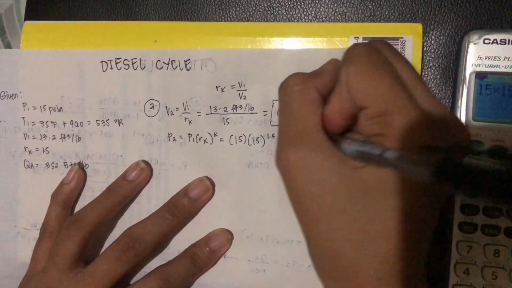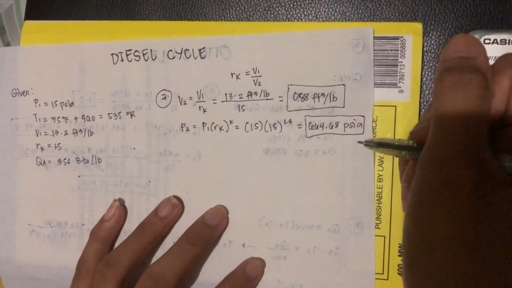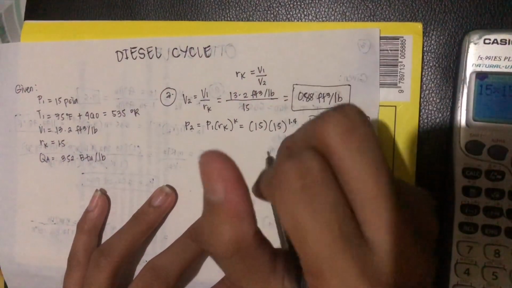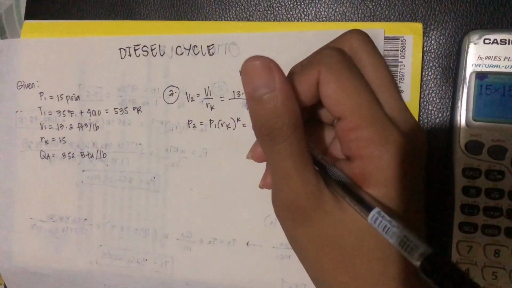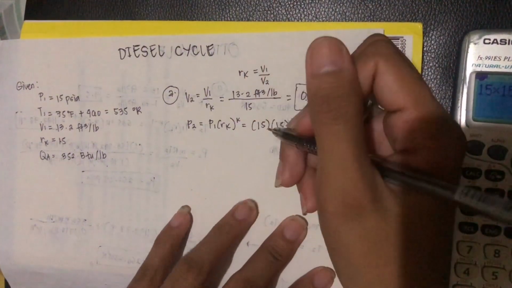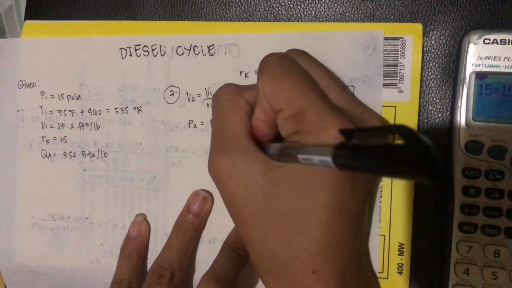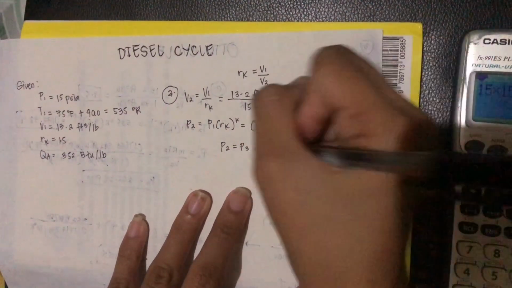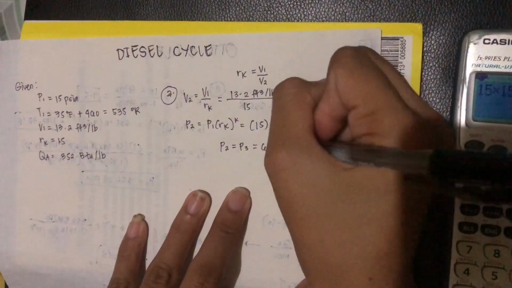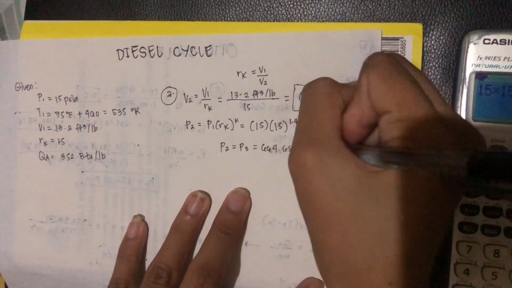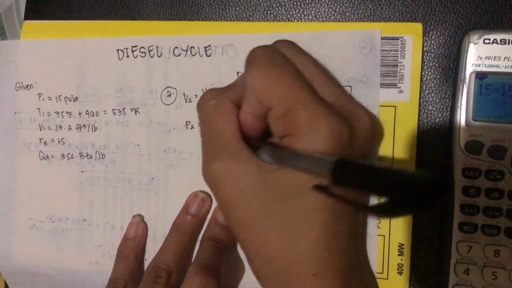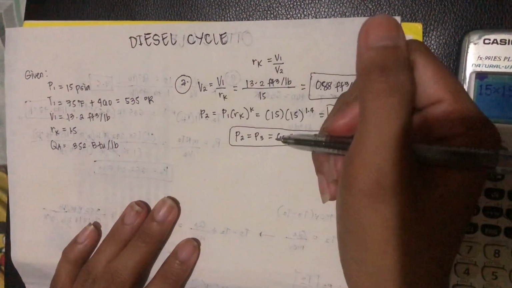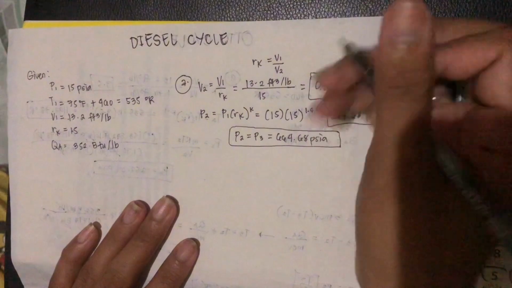So that is P2. Now, for the diesel cycle, the pressure from 2 to 3 is constant. So P2 is equal to P3. So P3 is equal to 664.68 PSIA. Next, since we have P3 and P2, we proceed to T3.